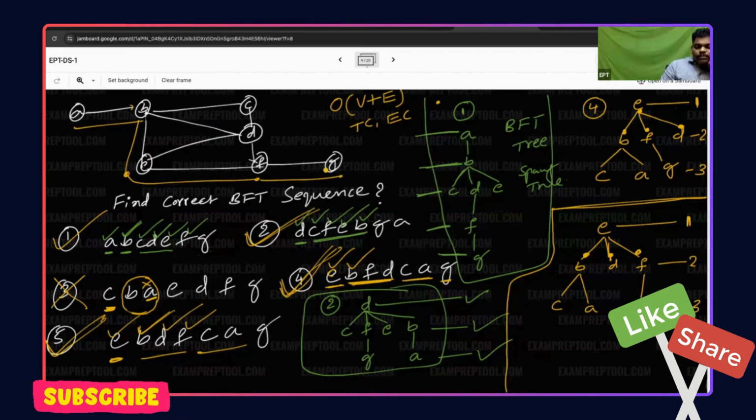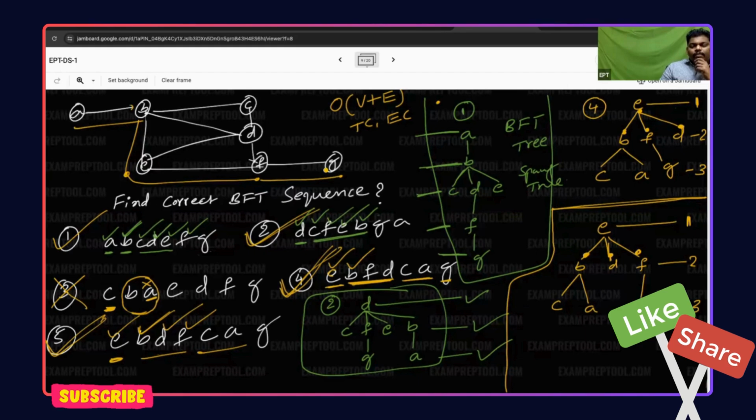A adjacent is B. Okay. B adjacent is many, but I will take only one. E I have taken. E adjacent is many, I will take only one. F I have taken. F adjacent is many, I will take only one. G I have taken. Can you see how many levels came till now? DFT means what? Everywhere take one. That is called DFT.